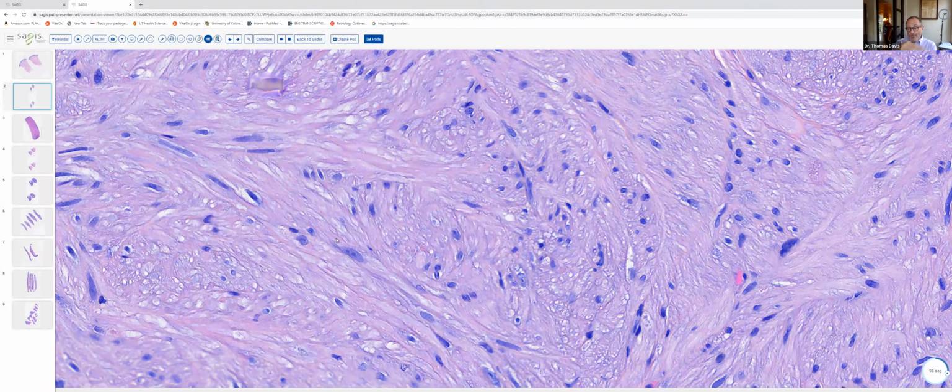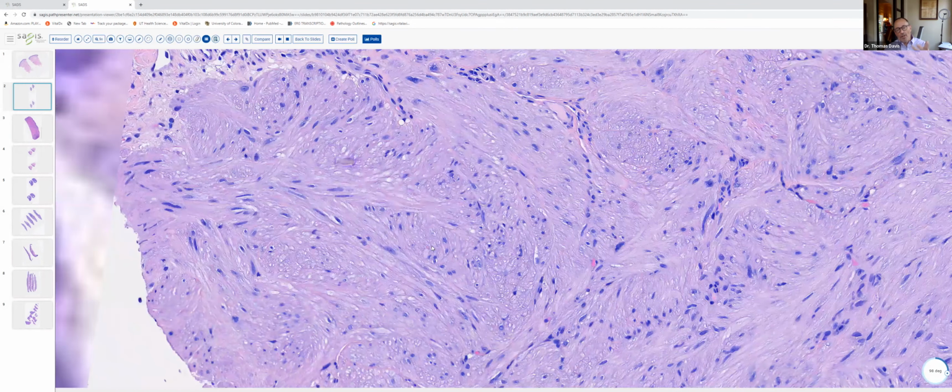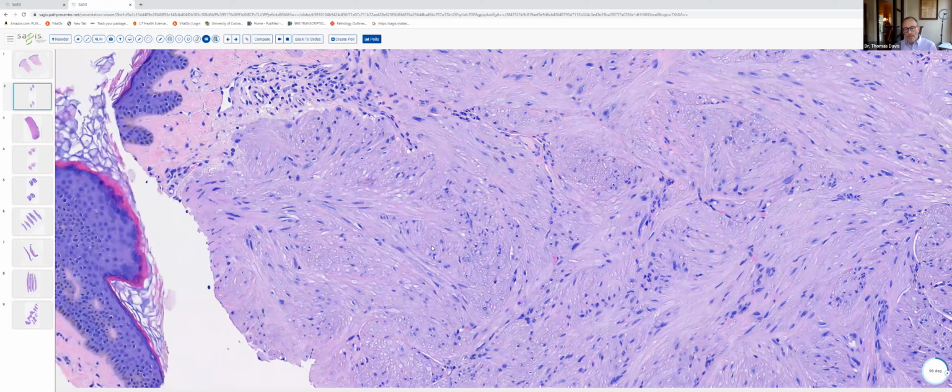The cells are fairly uniform. There's not a lot of nuclear pleomorphism or hyperchromatism, and mitotic figures are not readily identified. And this histologic appearance is very characteristic of a leiomyoma. And that's what this particular tumor is. This is a cutaneous leiomyoma.